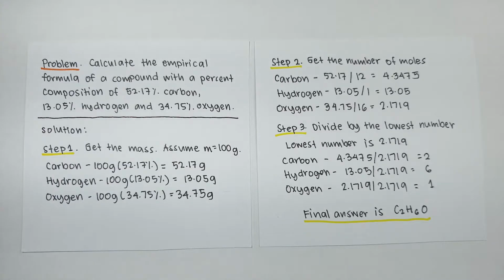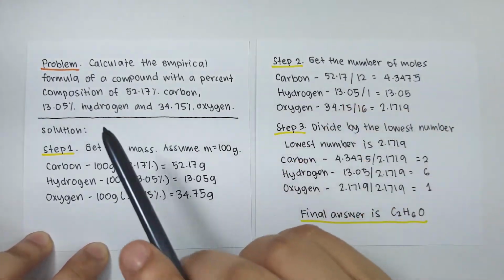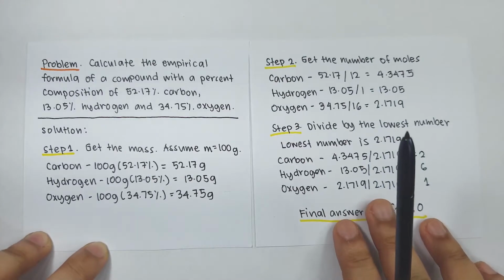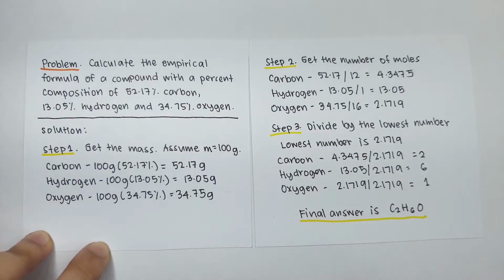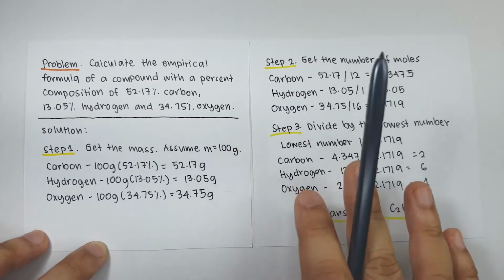Calculate the empirical formula of a compound with a percent composition of 52.17% carbon, 13.05% hydrogen, and 34.75% oxygen. So step number 1 is to get the mass. So let's assume mass is 100 grams.